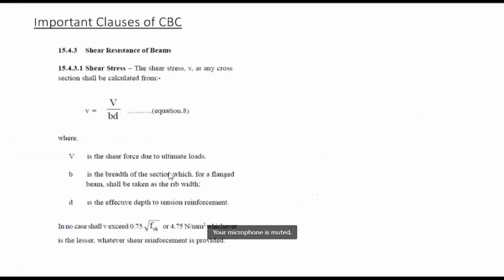For shear stress, we will calculate the shear stress by dividing the shear force by BD. In no case will this shear stress be more than this value, 0.75 times root under FCK, or 4.75 Newton per mm square, just to avoid the compression failure of the strut.